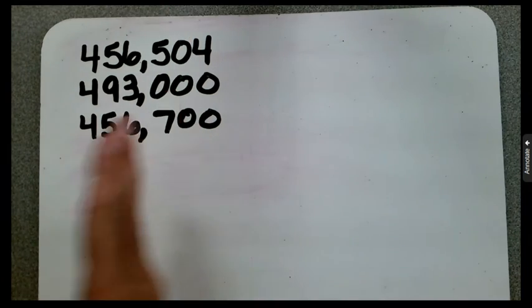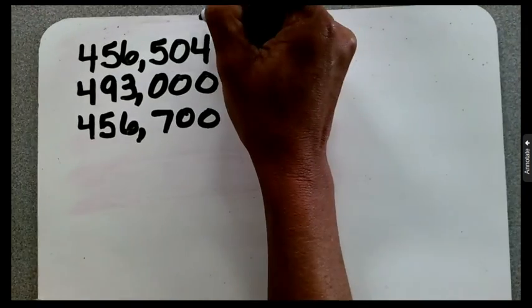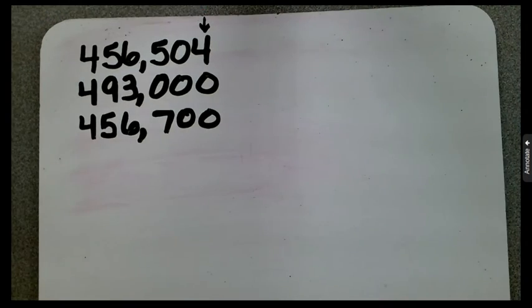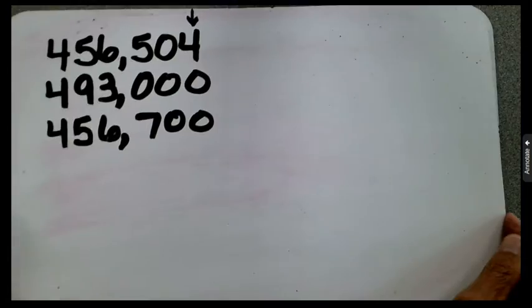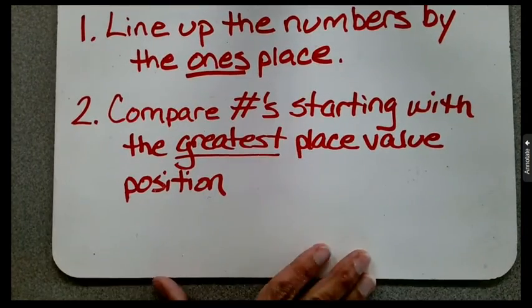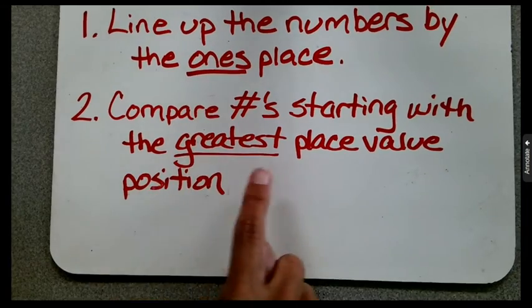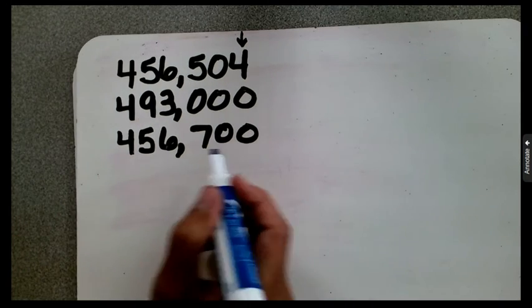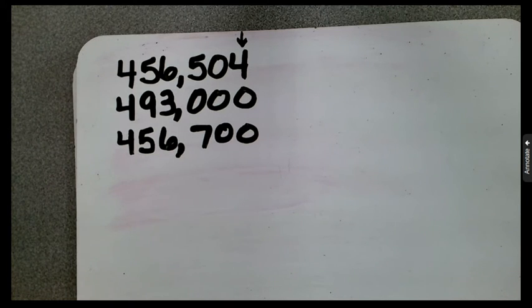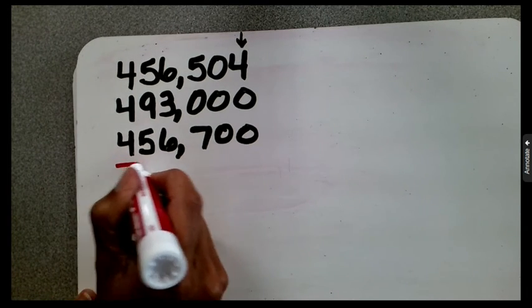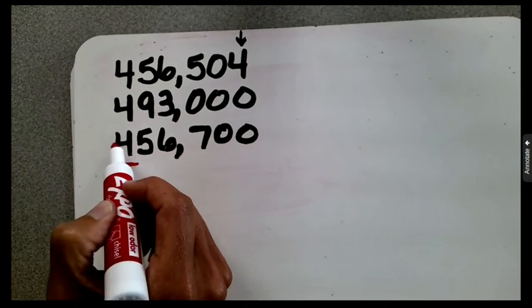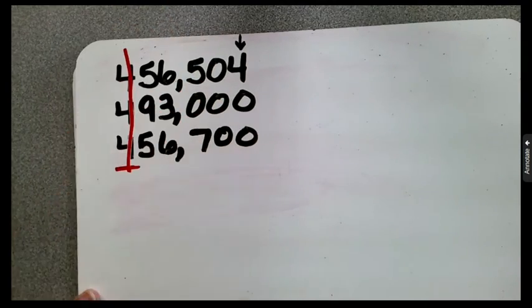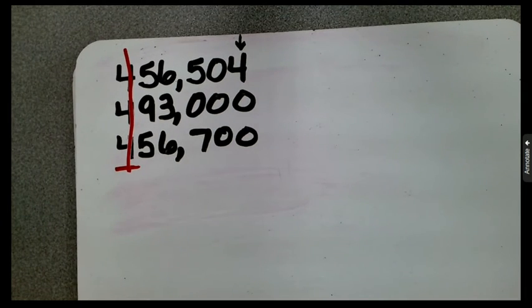Again, this is step one. We've already stacked them with our numbers lining up in the ones column. Now we have to go to step two. Let's review. Step two, compare the numbers starting with the greatest place value position. So let's bring it back to our list. In this case, we're all the way at the 100,000s. When we get to the 100,000s column, we have a 4, a 4, and a 4. Well, these are all the same, so we're not going to be using any of those.